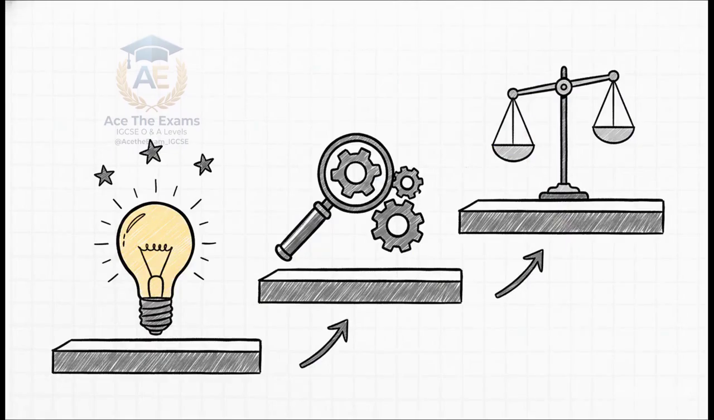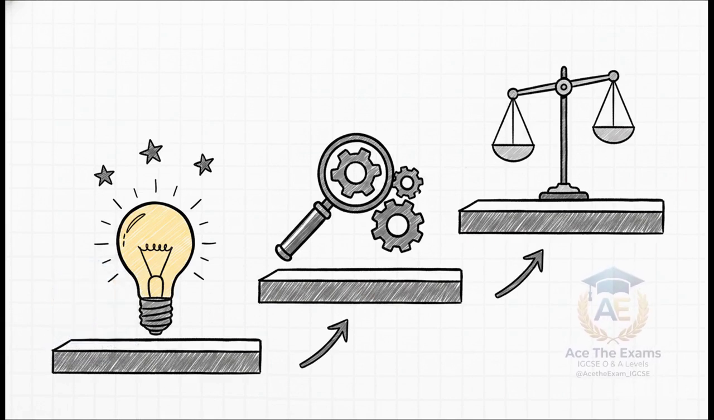Which brings us perfectly to the assessment objectives. You are essentially being tested across 3 distinct cognitive domains, often referred to as AO1, AO2, and AO3. First up, AO1, knowledge and understanding. Can you actually define the terms accurately? Second is AO2, analysis. Can you break down the provided financial data logically?